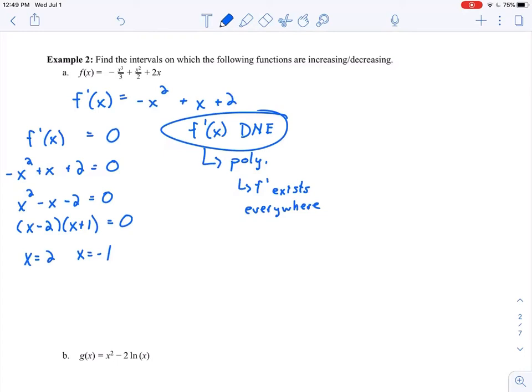So we need to remember to look for places where the derivative does not exist. I always try and break it up into these two cases, places where the derivative is 0 and places where the derivative does not exist. I think that it's just a good habit to develop so that we don't ever forget to do that. But I have these 2 points here. I have 2 and I have -1.